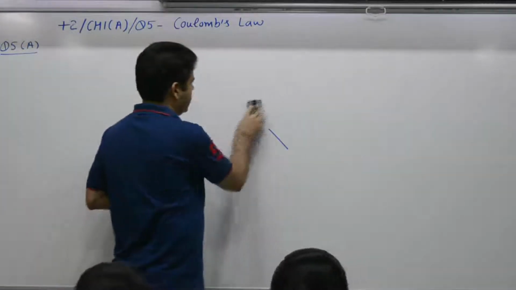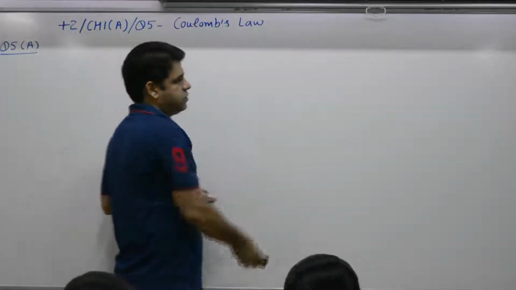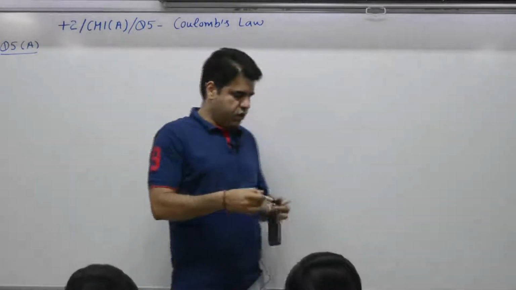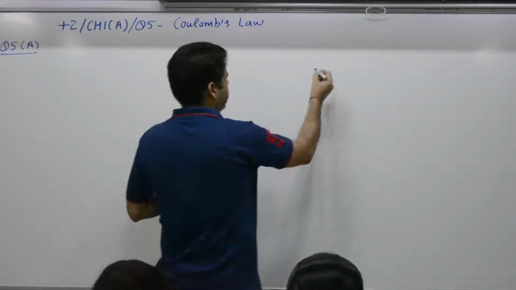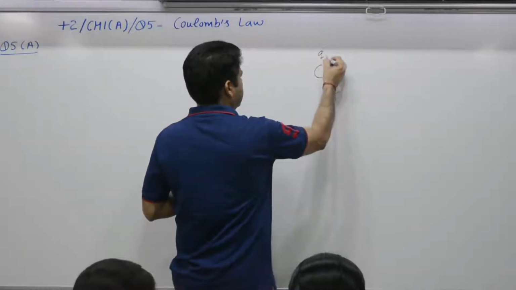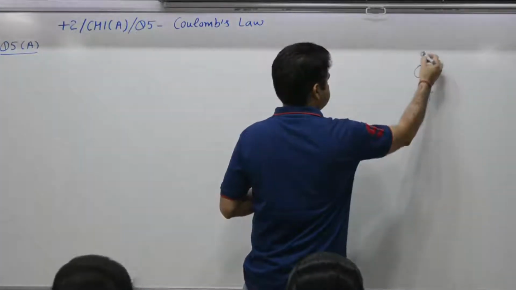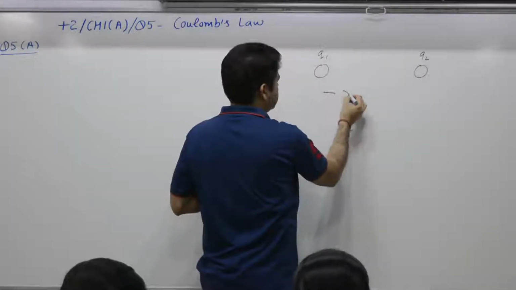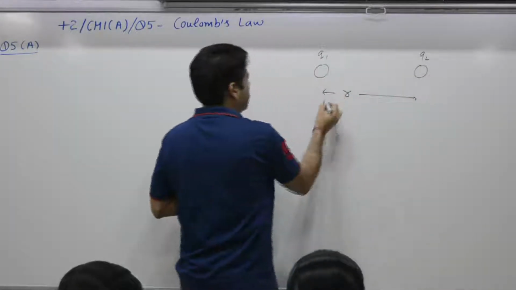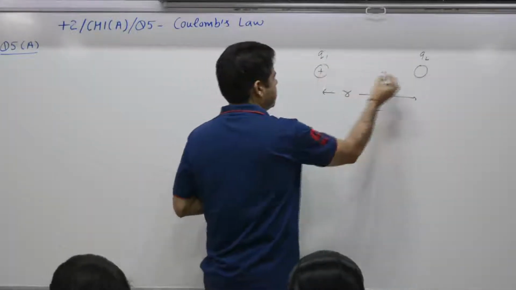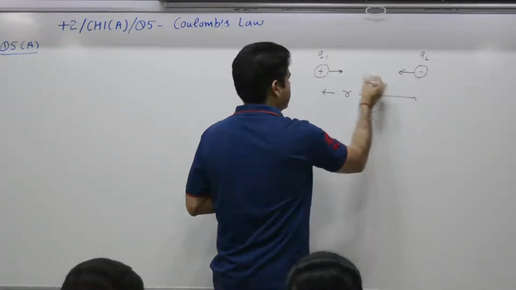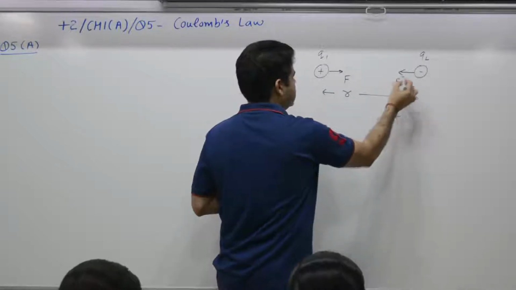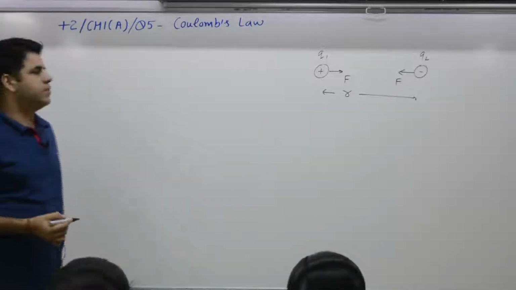Question number 5 deals with what? Coulomb's law. The law is, if there are two charges, Q1 and Q2, separated by some distance r. Suppose one is positive, the other is negative. Then there is a force between the two. The magnitude of the force is the same, the direction is opposite.